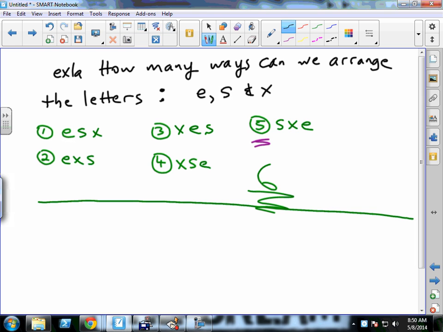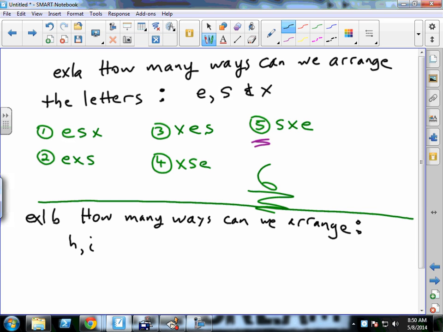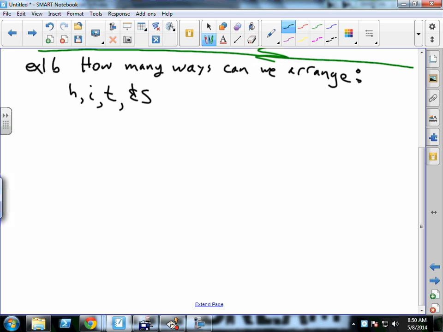Let's go to example 1 part B. How many ways can we arrange these letters? This time we'll go with H, I, T, and S. Okay? So we'll start with the letter H. I guess that's a nice place to start. So we got H, I, T, S. Then we got H, I, S, T.